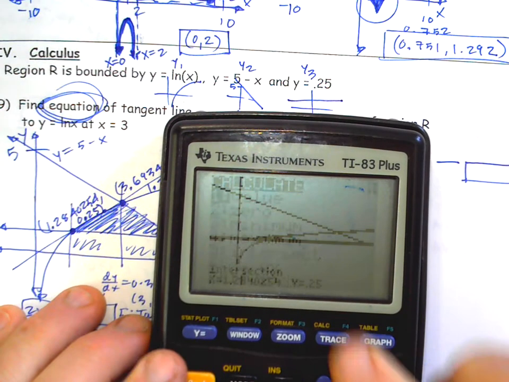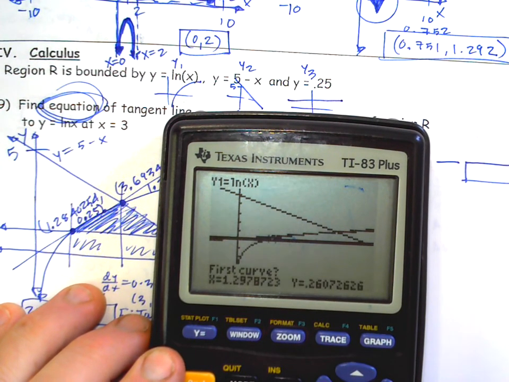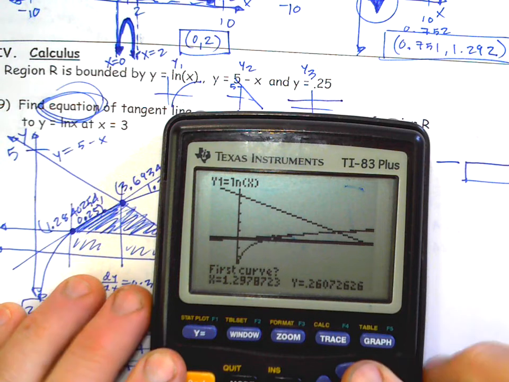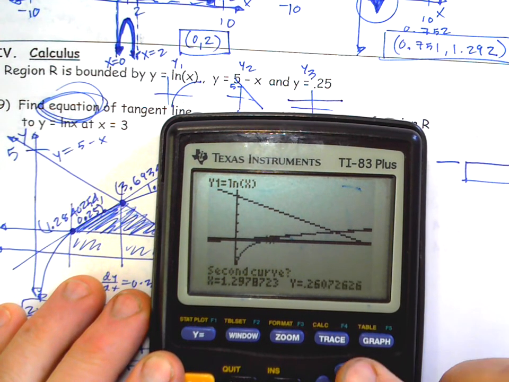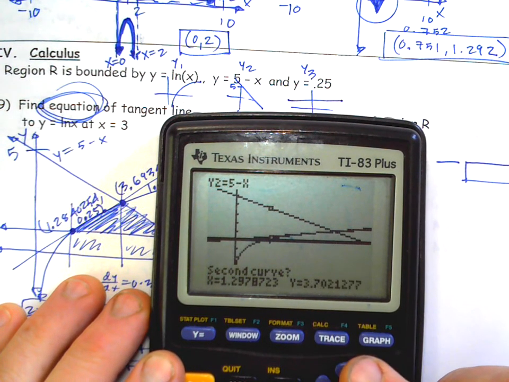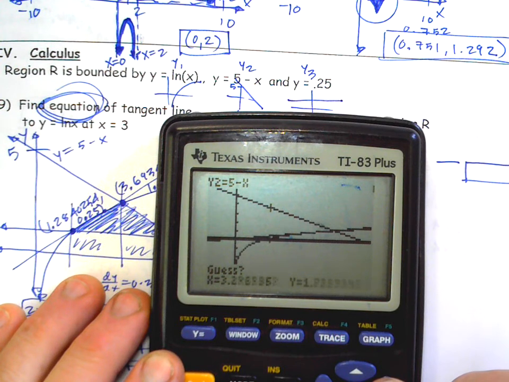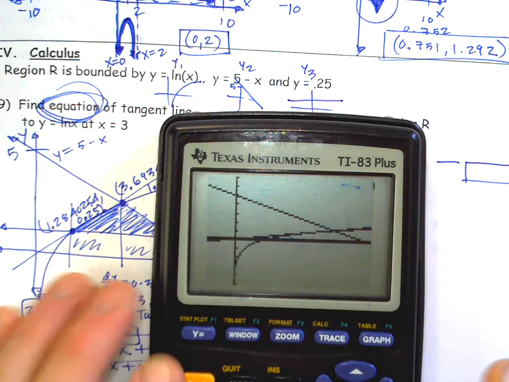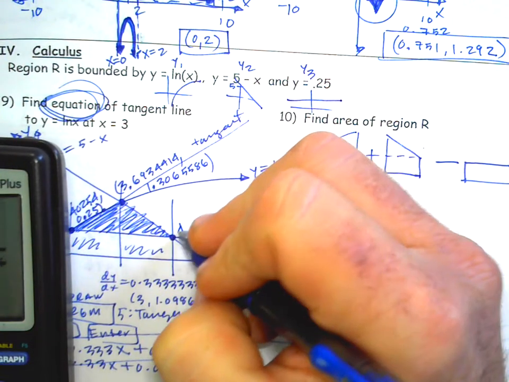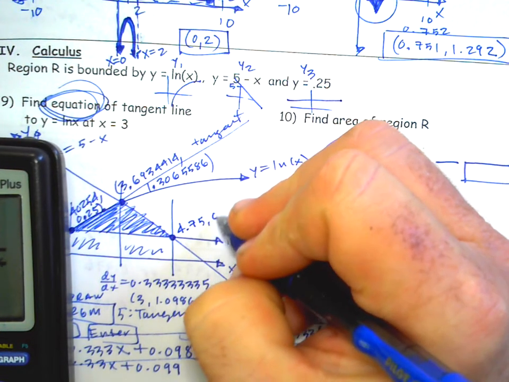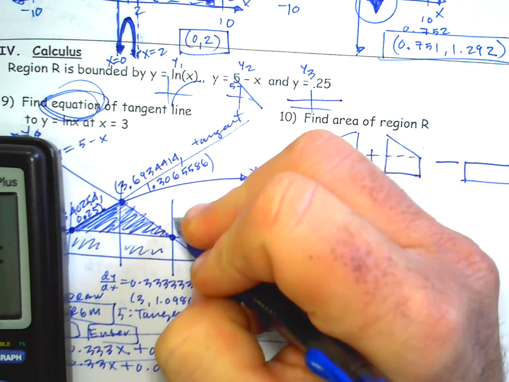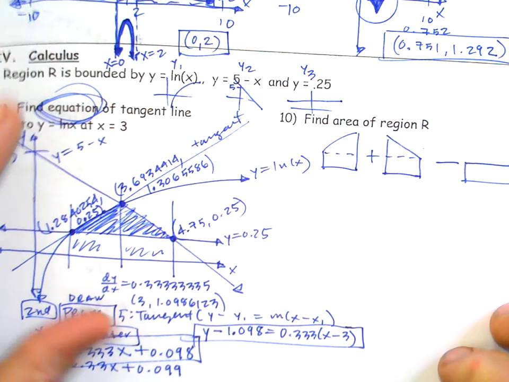Second calculate number 5. Now I don't want the natural log curve. I want the two lines. This line and that line. And then their intersection is way over here. Again, I usually don't do this because it takes forever. And it is 4.75, comma 0.25. All right. So that's some good information.